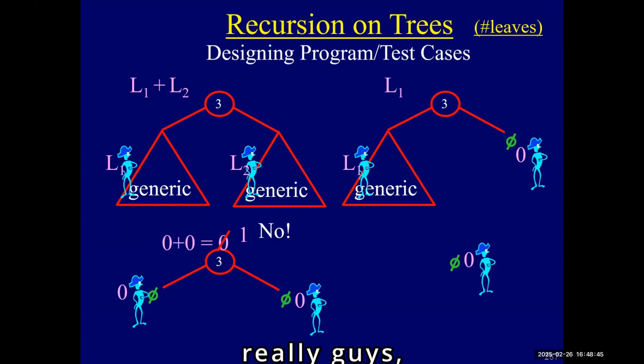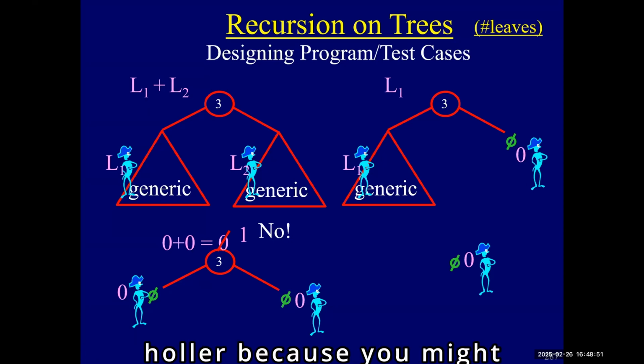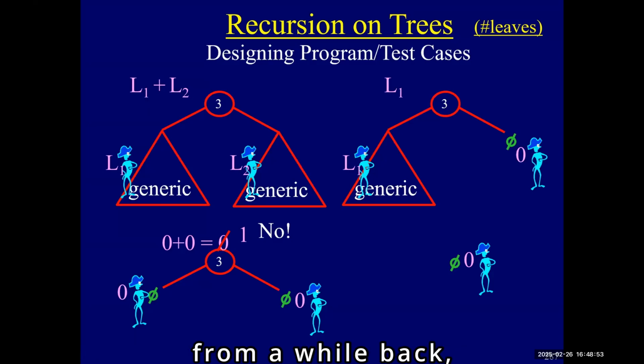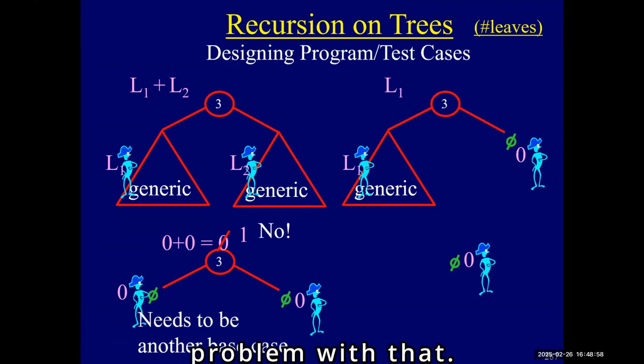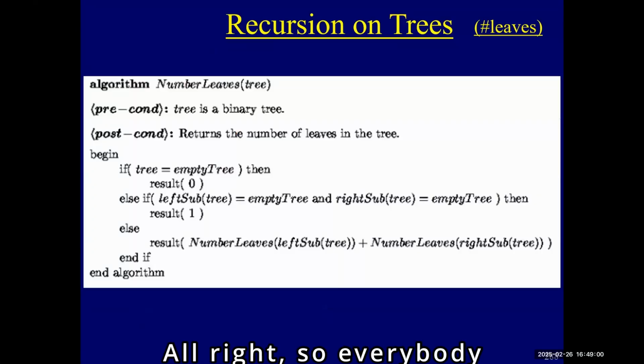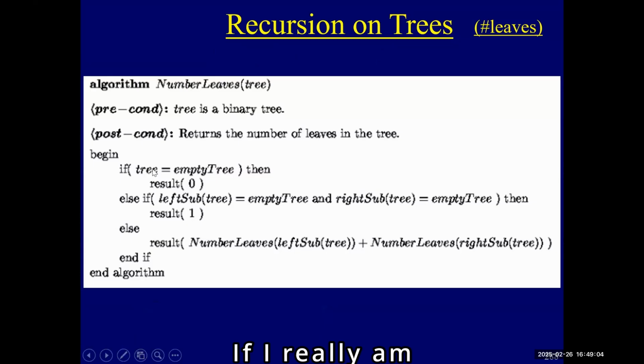Yeah, really, guys, if you're realizing that you're not getting something, holler, because you might be missing something from a while back, right? And there's no problem with that. All right, so everybody get this code then? If I really am a node with a tree with no nodes, then you have no, right? But if you are a leaf, it's 1, and otherwise you sum. Right?